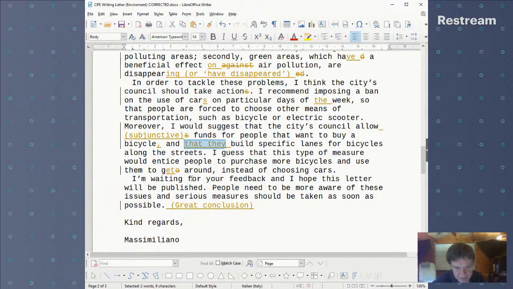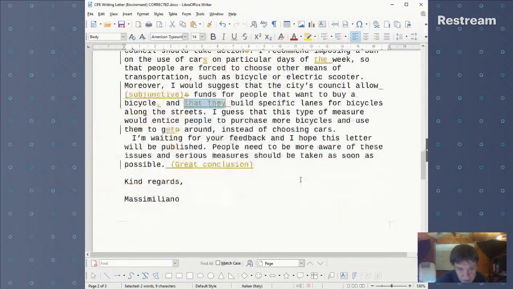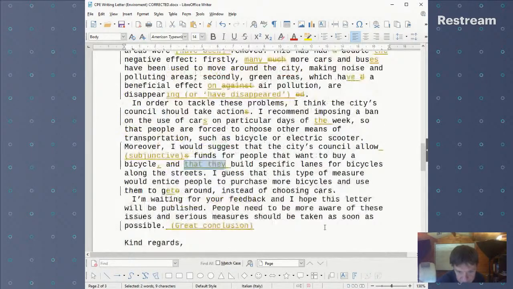Okay, I guess that this type of measure would entice people to purchase more bicycles and use them to get around, yeah, not go around, instead of choosing cars. I'm waiting for your feedback, and I hope this letter will be published. People need to be more aware of these issues, and serious measures should be taken as soon as possible. That's a fantastic conclusion. No mistakes at the end there whatsoever.